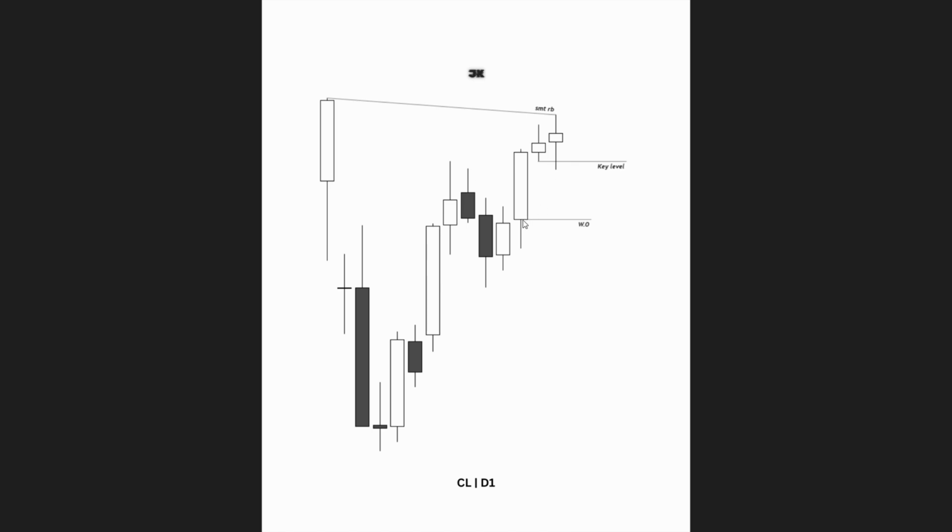Look at the weekly open. We open high, trade higher. We put in an SMT with RB on this high. This is a key level daily.